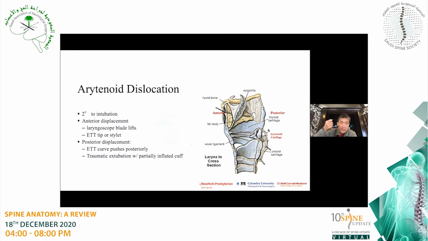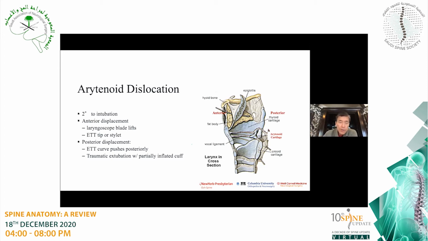So with an anterior displacement, what happens is the laryngoscope blade goes in, it goes in too far posteriorly, and when they flip it this way, it dislocates anteriorly. And with a posterior displacement, what happens is the endotracheal tube cuff goes in and it pushes too far posteriorly and it dislocates posteriorly. Or what ends up happening is they don't deflate the cuff when they pull the tube out, and that cuff ends up pushing the arytenoid posteriorly, and you end up with a posterior dislocation.